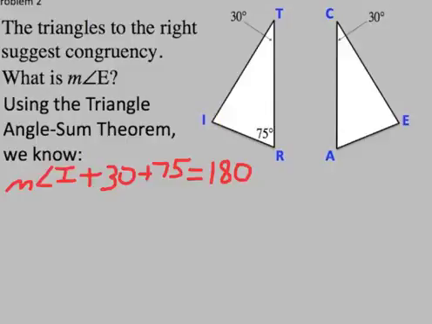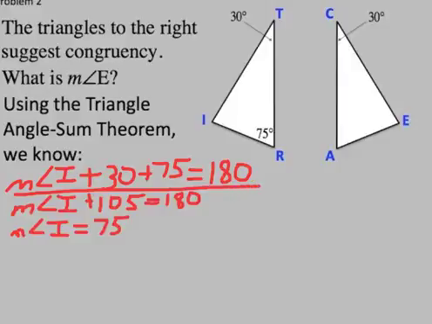Using the triangle angle sum theorem, we're going to write an equation involving the measure of angle I. So we know that the measure of angle I plus 30 plus 75 equals 180. Now that we have an equation for the measure of angle I, all we have to do is solve for the measure of angle I. So we add 30 plus 75 to get 105, and we subtract that from both sides of the equation to end up with the measure of angle I equals 75.